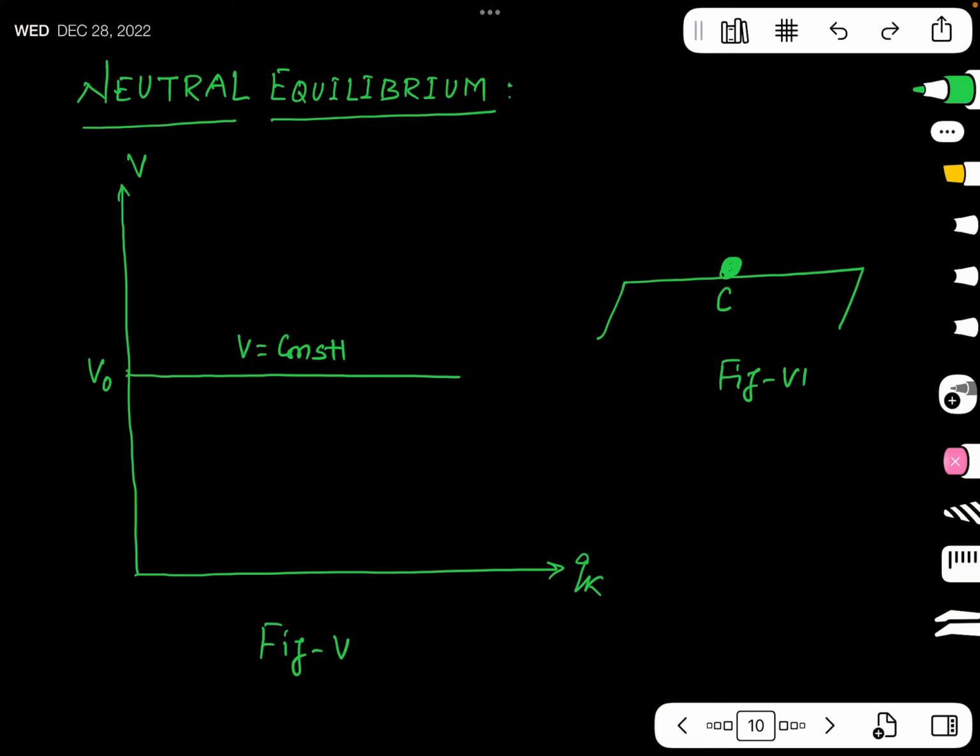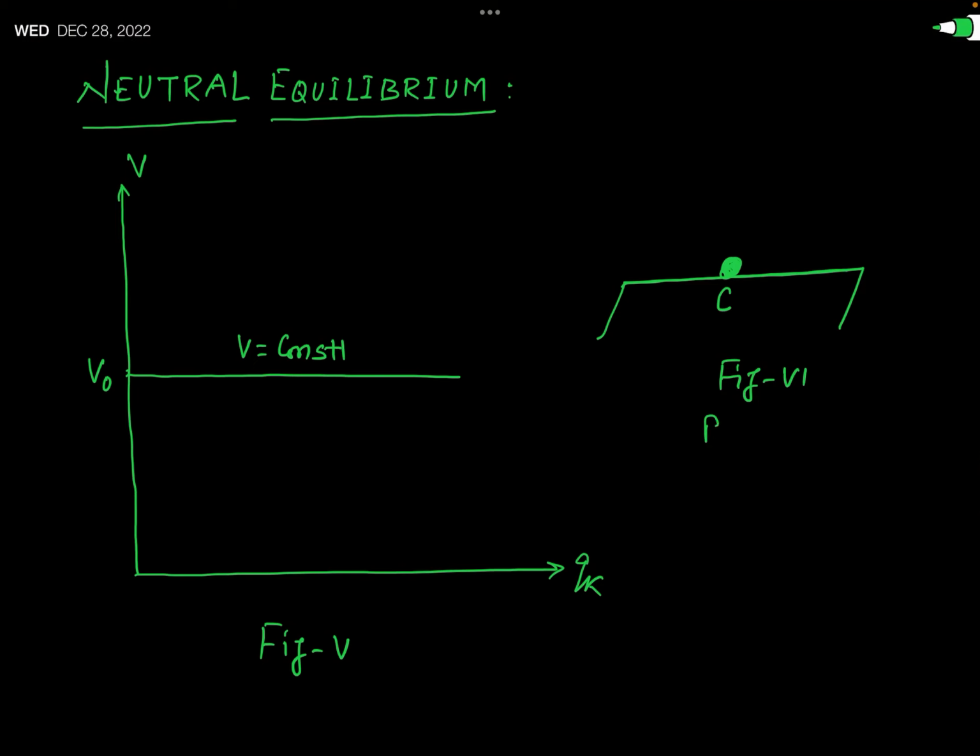Now the third one, which is called neutral equilibrium. For getting the idea of neutral equilibrium, let us consider that there is a plane surface. You can see this is a plane surface, just like the surface of your table. And on that plane surface at any point C, let us consider there is a small sphere or any particle or any system placed.